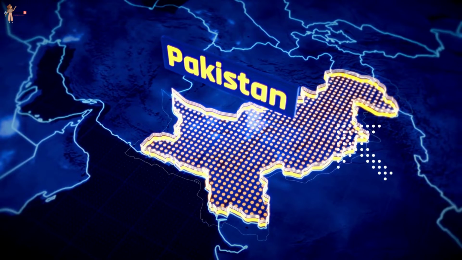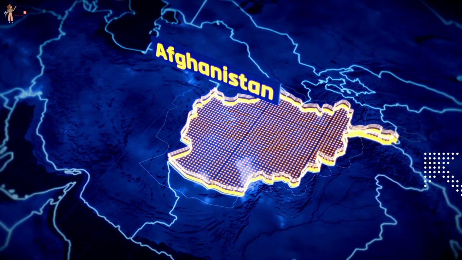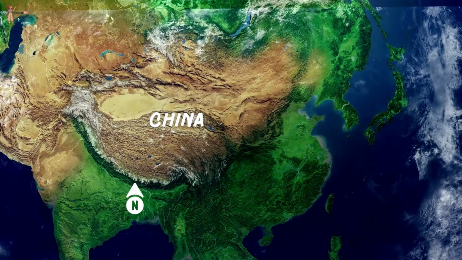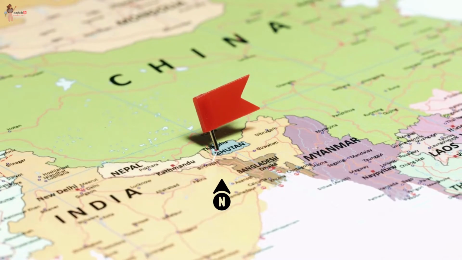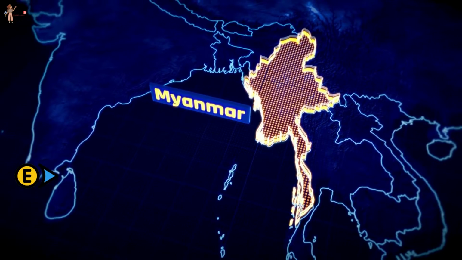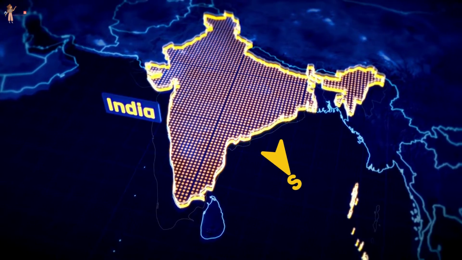India's neighbors. India shares its land boundaries with Pakistan and Afghanistan in the northwest. It shares its border with China, Nepal, and Bhutan in the north, and Myanmar, Bangladesh in the east.